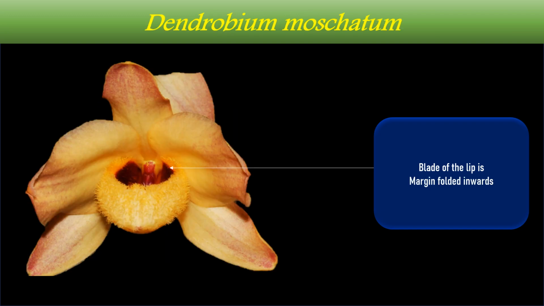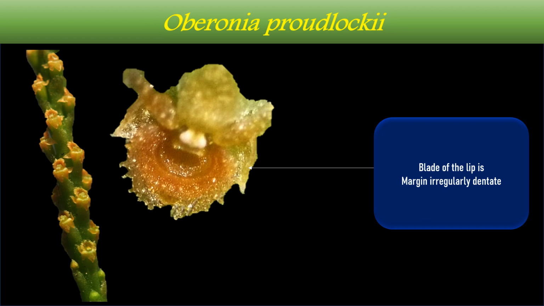Then comes our Dendrobium moschatum. You can see in this the blade of the lip has the margin folded inwards. You can see the lip boundaries are folded inwards and it has dented or hair-like structures. From that you can identify this particular orchid species, and it is yellow in color. It also attracts many types of pollinators.